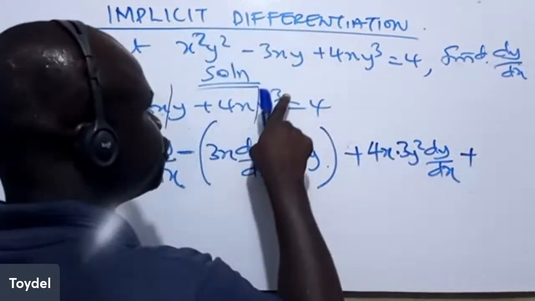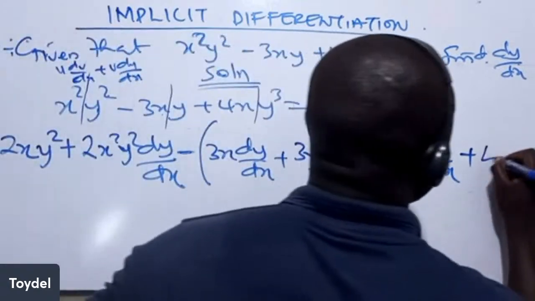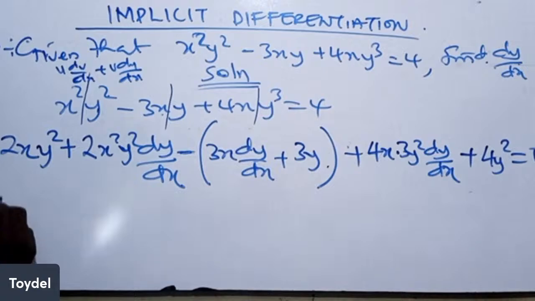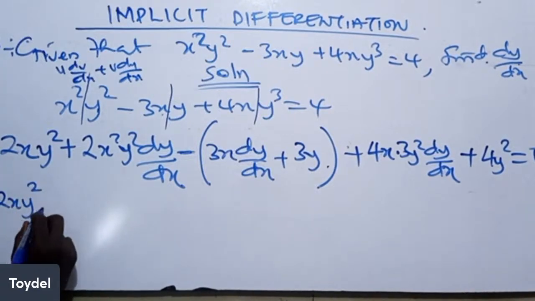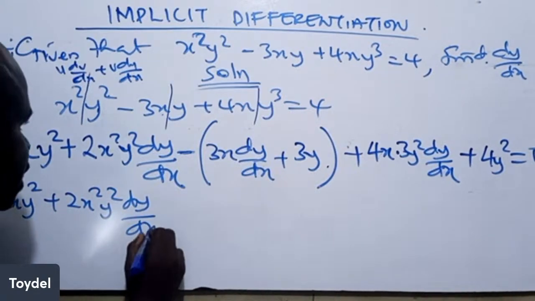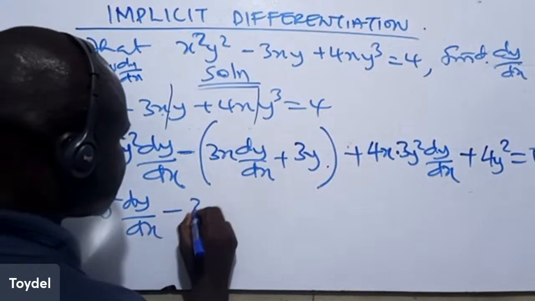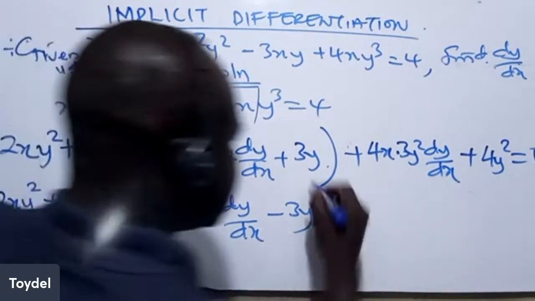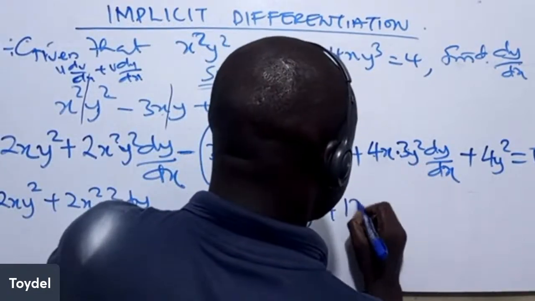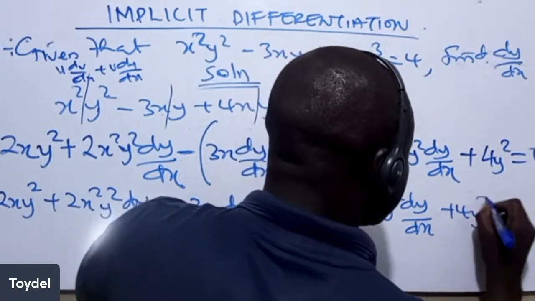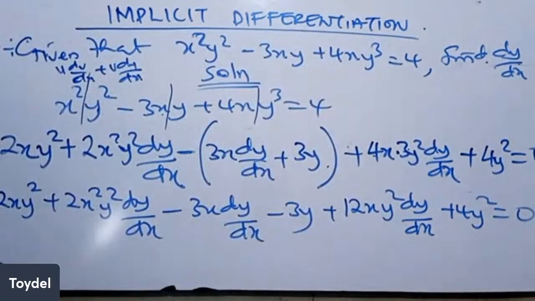Plus, if I now pick y cubed, when I differentiate 4x, I'm going to get 4. That will be 4y squared. It's equal to, the differentiation of a constant is 0. And that is what we are going to get. So I can go ahead and write this neatly. That is, I will have 2xy squared plus 2x squared y squared dy/dx. The minus will control everything here. Minus 3x dy/dx minus 3y. Then here I'm going to have plus 4 times 3, 12xy squared dy/dx plus 4y squared is equal to 0. And that is what I'm going to get.